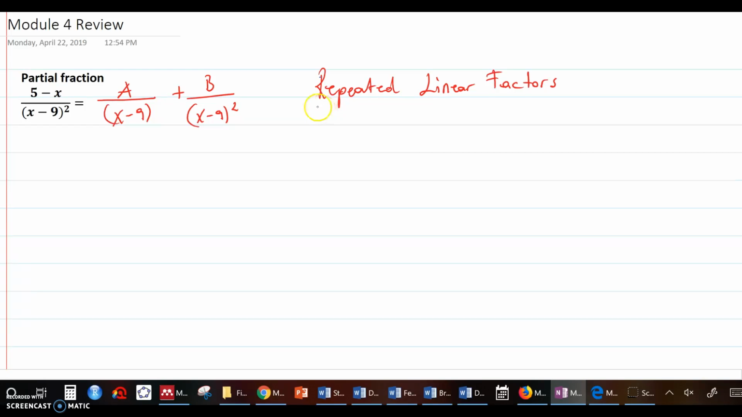This is a different type. This is what we call repeated linear factors. And I don't think that you will need it in the scope of this course. However, I will answer that just in case you're planning to continue with Calc 1, Calc 2, Calc 3, it might be helpful for you. So what is different here? We do not have two separate factors in the denominator. The factor is repeating itself.